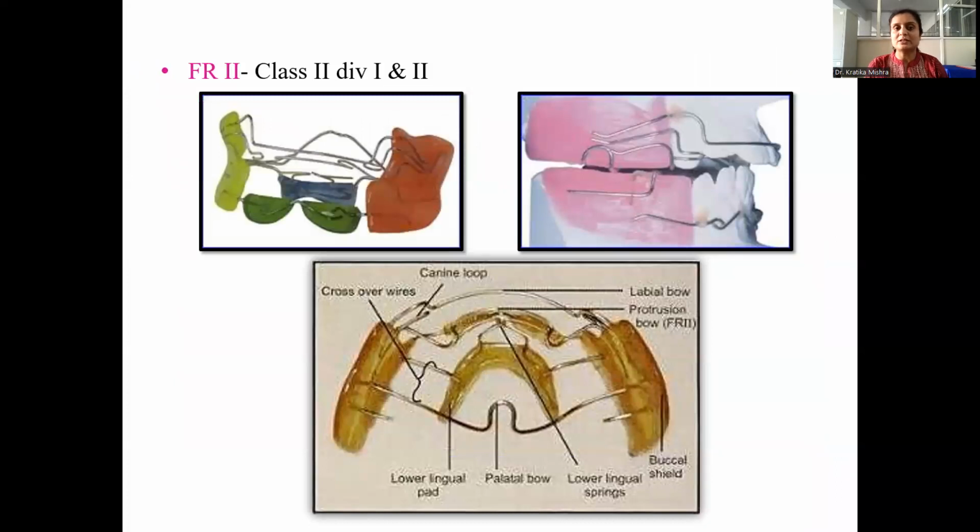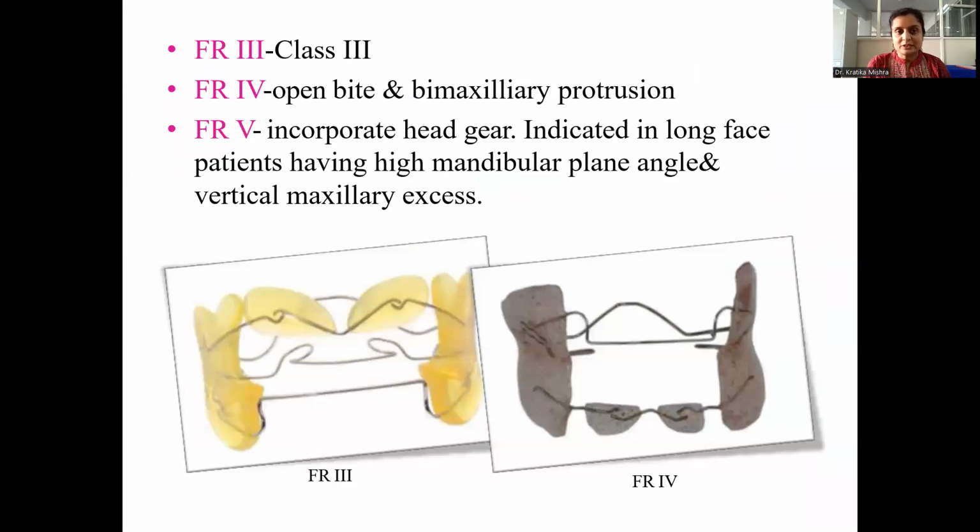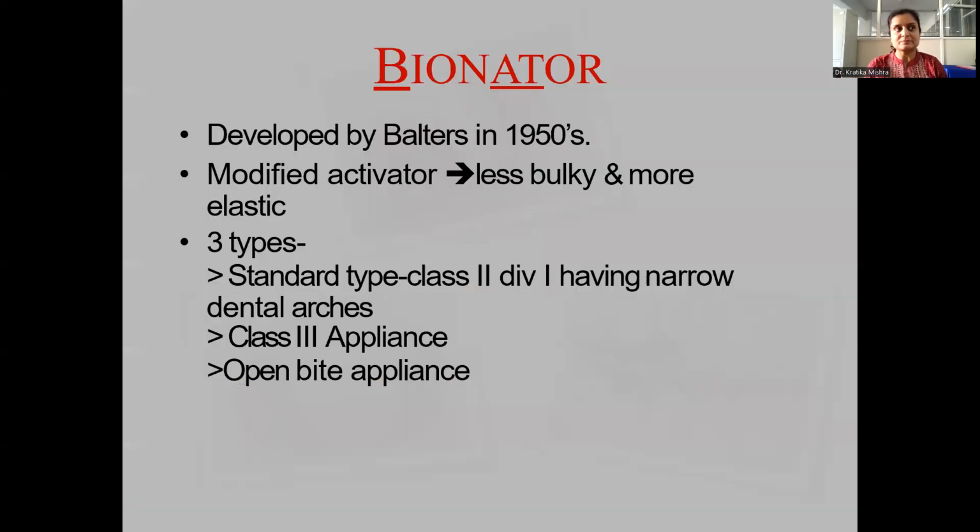FR2 is for class 2 div 1 and 2. Then we have FR3, which is used for class 3 cases, FR4 for open bite and bimaxillary protrusion, and FR5, which incorporates headgear, indicated in long face patients having high mandibular plane angle and vertical maxillary excess.